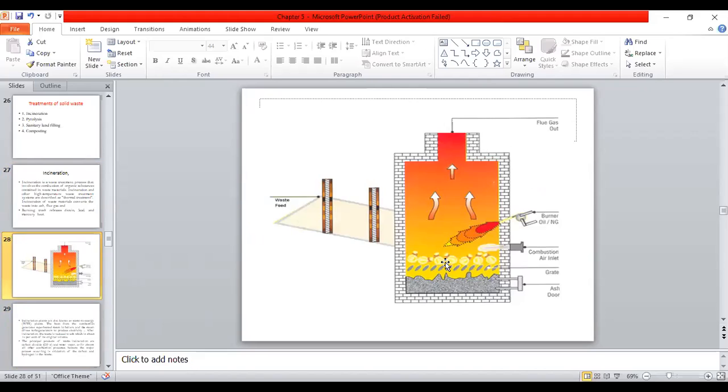But the disadvantage of incineration is that a very controlled system is required, and very skilled supervision is required, because you are generating such high temperature, and the generated heat can also be used for conversion of energy. Then the next issue is that a very big arrangement is required for this.